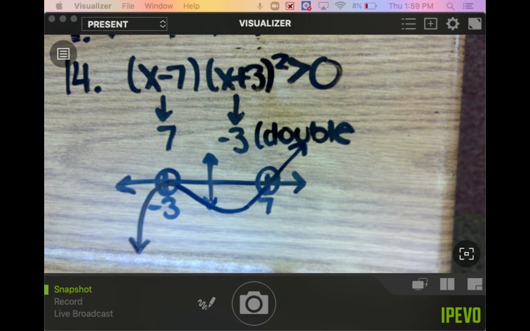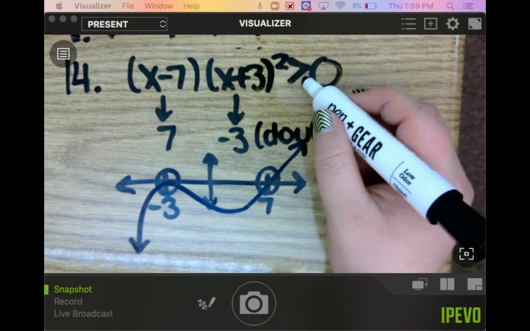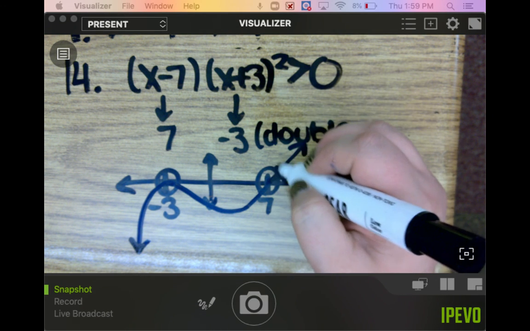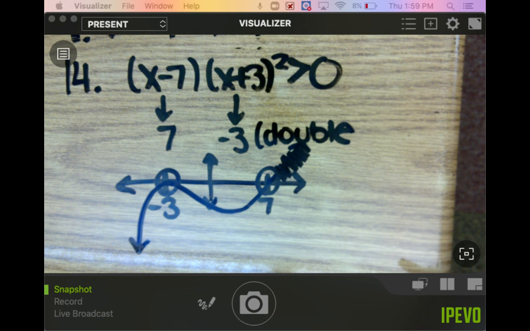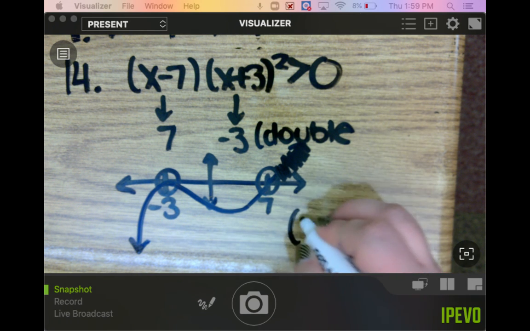This one would like the parts that are above because this is greater than. So that's only this section right here. And that goes from 7 to infinity.